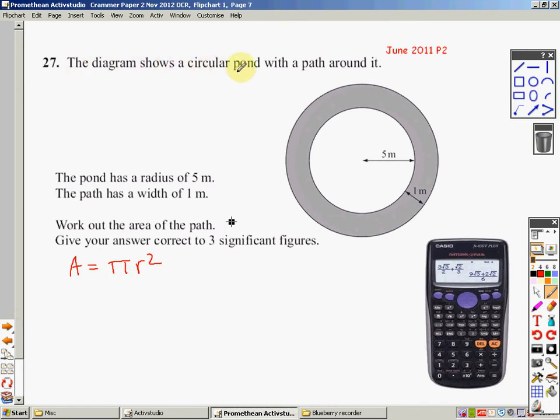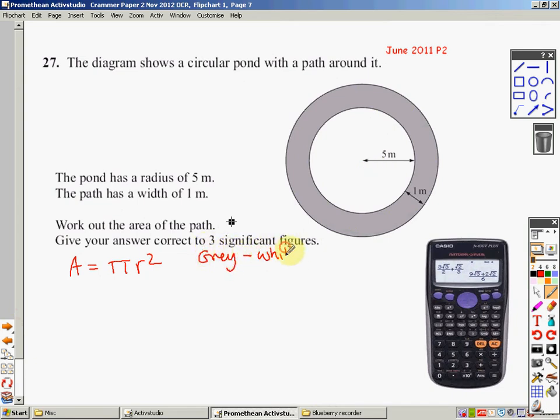The diagram shows a circular pond with a path around it. There's your pond, and there's the path. Work out the area of the path. Give your answer correct to 3 significant figures. Okay, so I've got to find the area of this grey thing here. Well, that's clearly the whole circle, the big one there, all of that space in there, take away the space of the white one. So you may just write down grey, subtract white.